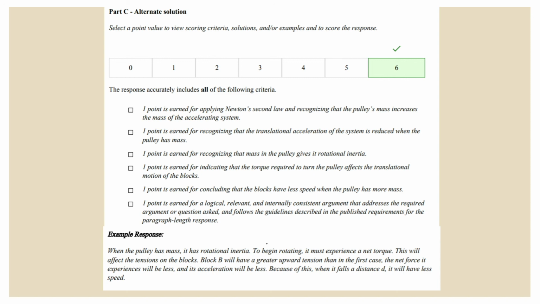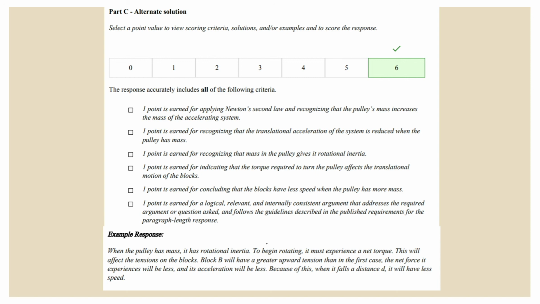And so this question, also worth 6 points in the alternate solution, gives you 1 point for talking about Newton's second law and recognizing that the pulley's mass increases the mass of the accelerating system. You get 1 point for recognizing that the translational acceleration of the system is reduced when the pulley has mass. You could argue same net force, more mass, less acceleration. You get 1 point earned for recognizing that the mass in the pulley gives it rotational inertia. You get 1 point for indicating that the torque required to turn the pulley affects the translational motion of the blocks. You get 1 point for concluding the blocks have less speed when the pulley has more mass, and then 1 point for your paragraph.